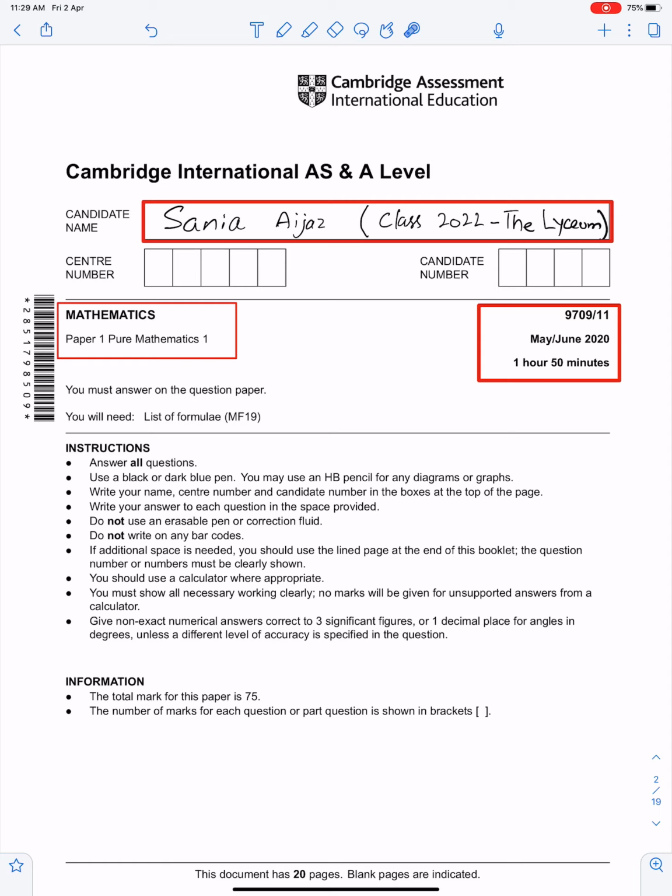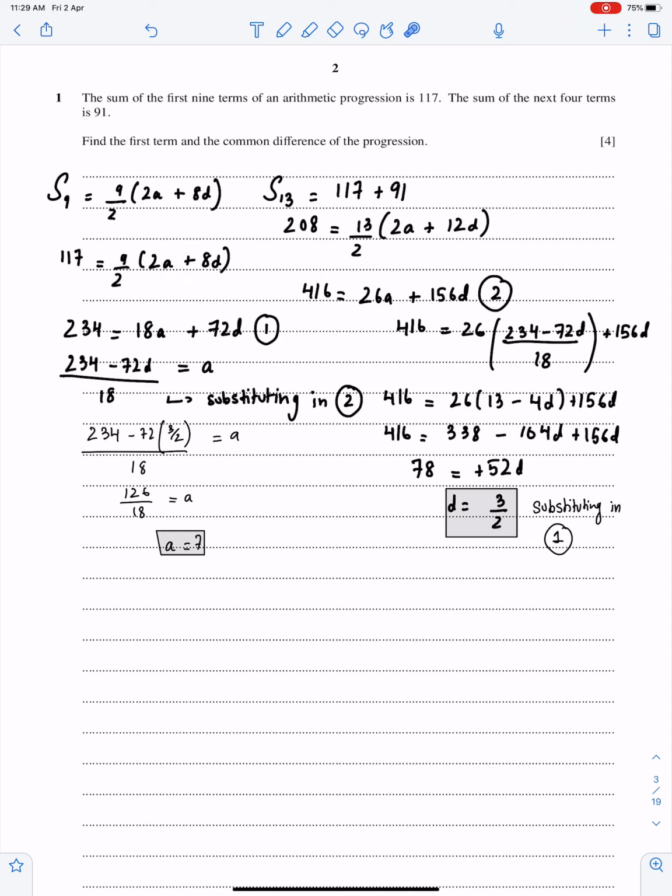In this lecture, I will discuss the solution of P1 9709 component 11 of May-June 2020. I will use the solution of an outstanding student, Miss Sania Ejaz, of class 2022, the Lyceum. An important tip: read the questions carefully in order to extract the given information properly.